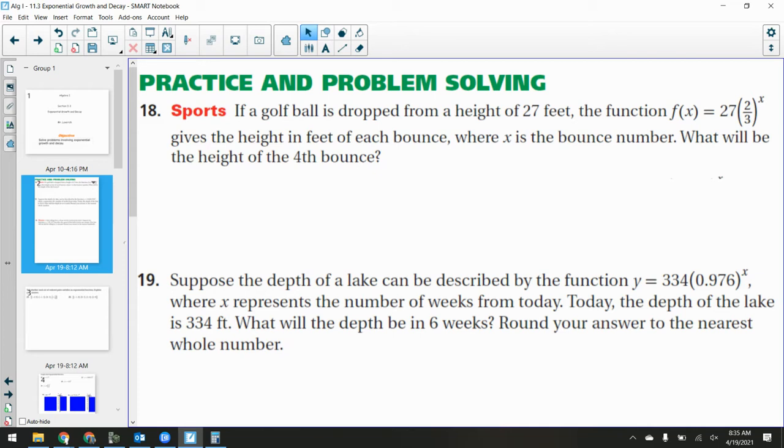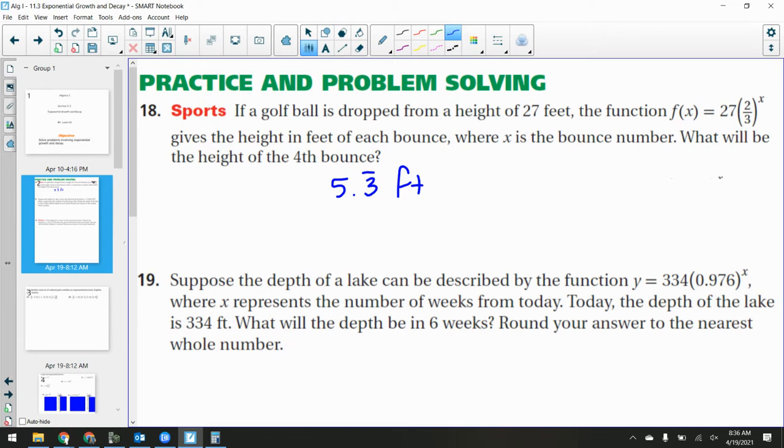All right, so let's start going over the homework. Number 18 here. If a golf ball is dropped from a height of 27 feet, the function f of x is equal to 27 times 2/3 to the x gives the height in feet after each bounce, where x is the bounce number, the number of times it's bouncing. What will the height of the fourth bounce be? Hey, Doretta, what do you think? 5.3 feet. Good, I like that. The book says 5 1/3 feet, or 5.3 feet.